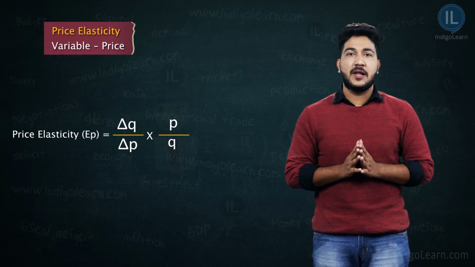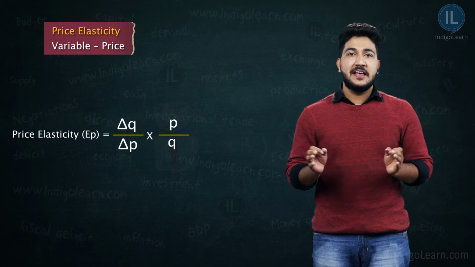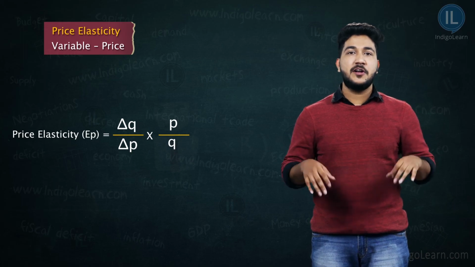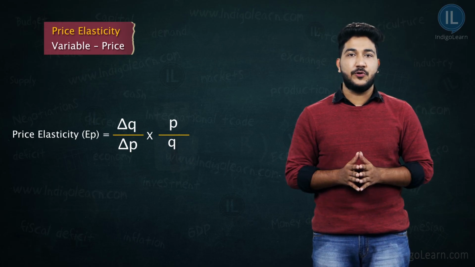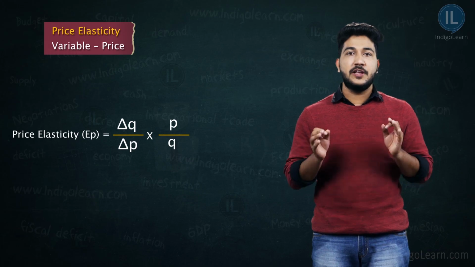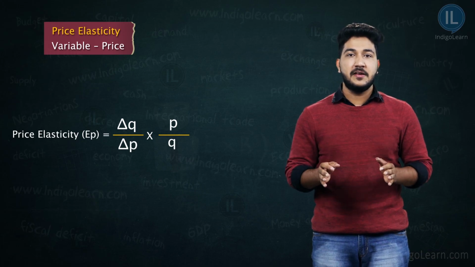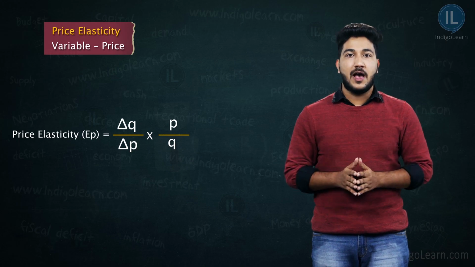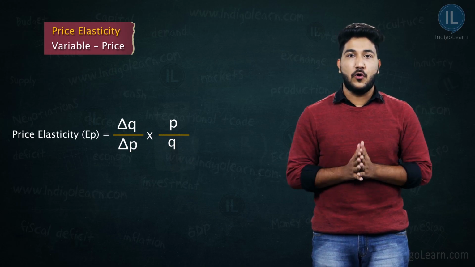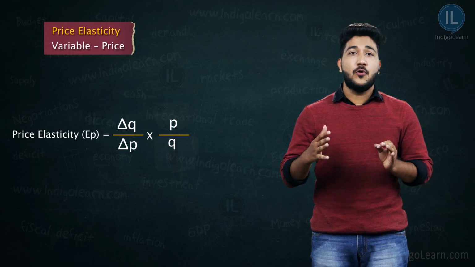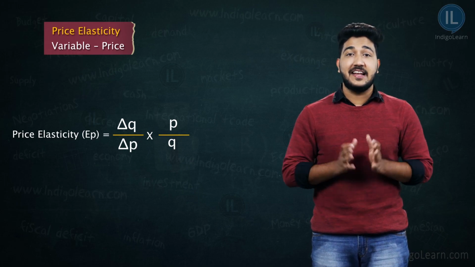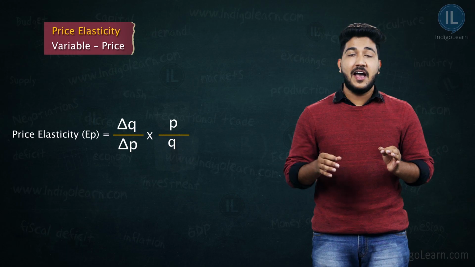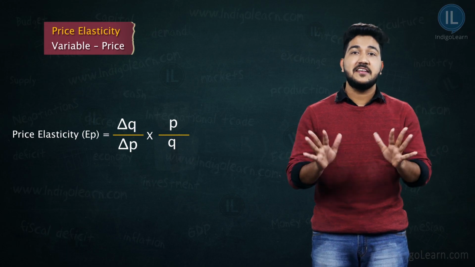What is our final formula now? EP, that is elasticity of demand due to price, is equal to delta Q divided by delta P multiplied by P divided by Q. Are we completely sure? Okay. Now let us go ahead and solve certain illustrations and see how exactly this elasticity is calculated.